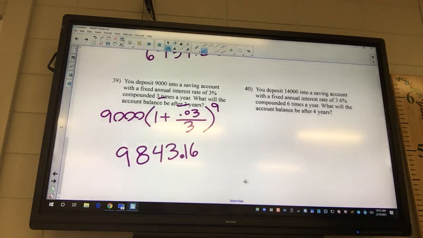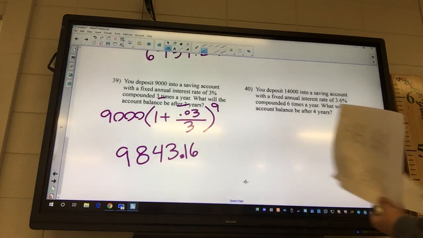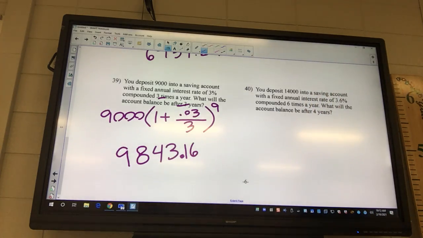Okay, the rest of the sheet is yours. It's 20 problems. You are more than welcome to work with a partner if you want to. I don't suggest you doing half and then they do half and then you just copy off each other, because that's not the best way to go. But that's on you, okay? Because you will need to know how to do it for your test.